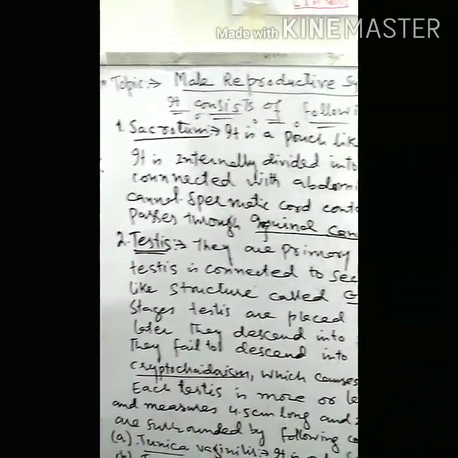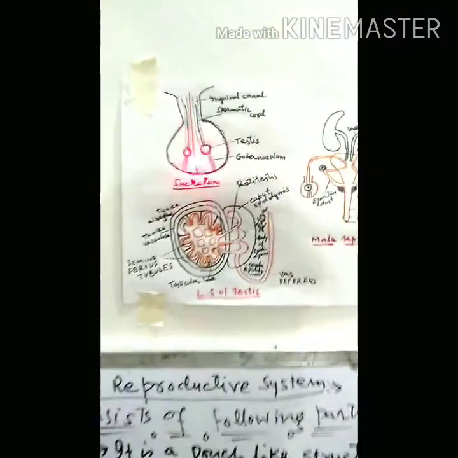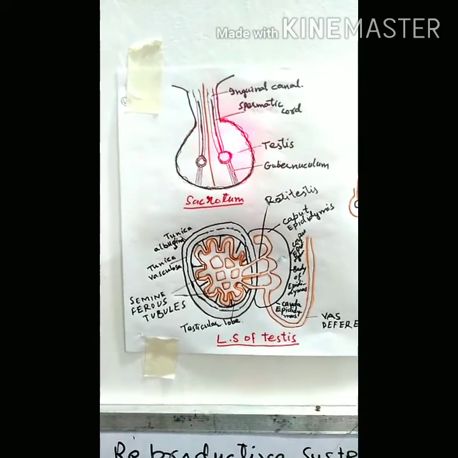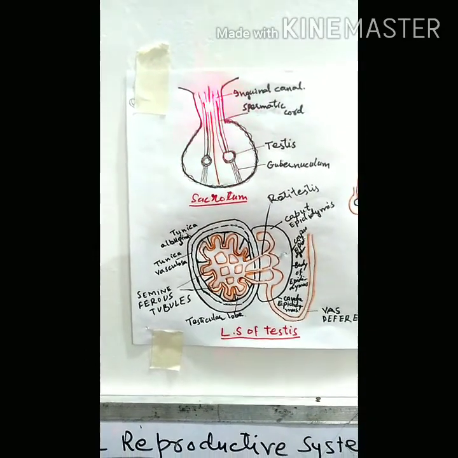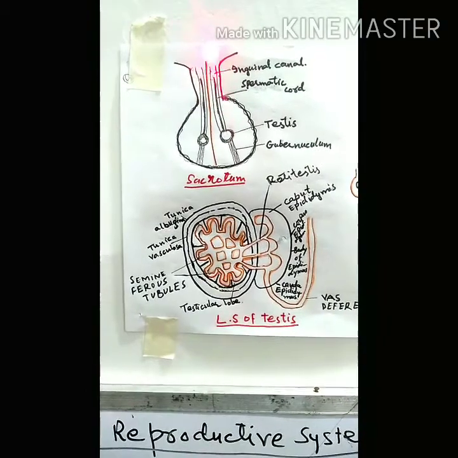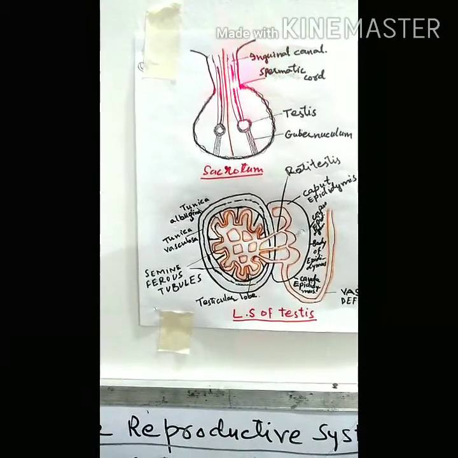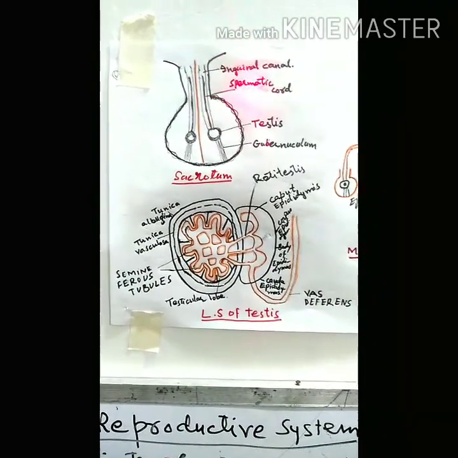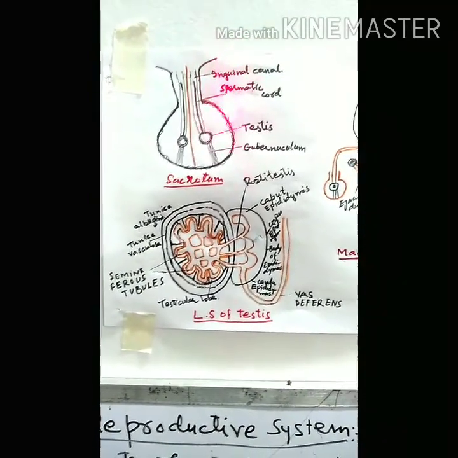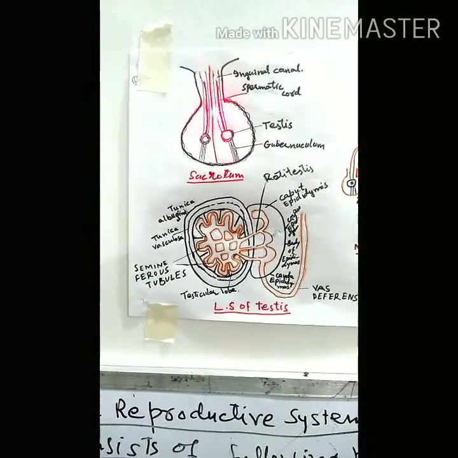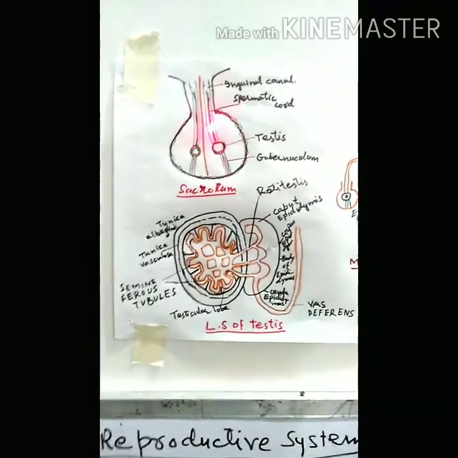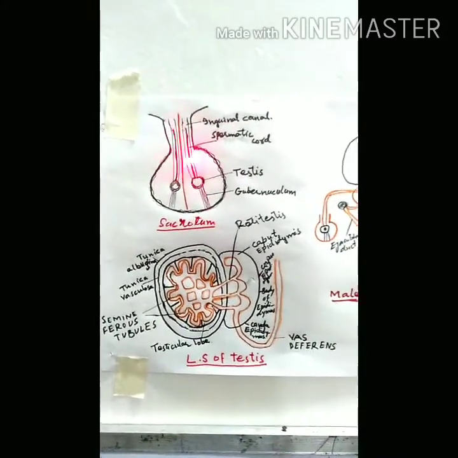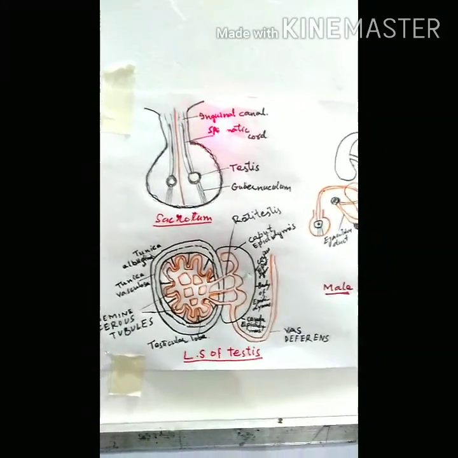This is the scrotum. It is divided into two parts. This is one testis, this is the other testis. These testes are connected to the abdominal cavity through the inguinal canal. Through this inguinal canal passes the spermatic cord. This spermatic cord contains nerves, veins, and artery.